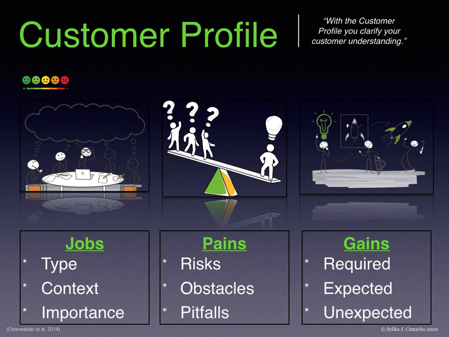Pains. The customer will identify the things that are preventing them to be successful in their company, any obstacles and pitfalls to their successes. Gains. Identify the outcomes that your customers expect. In the top left of the page, there is a scale. For these dimensions, jobs, pains, and gains, you will need to rank them according to relevance, importance, and what is essential to the customer.